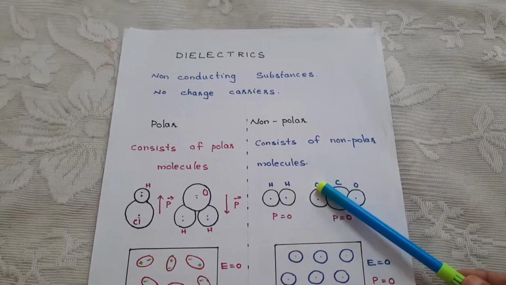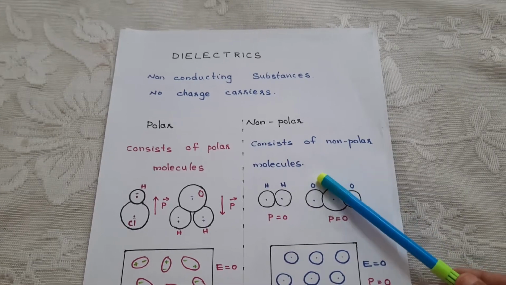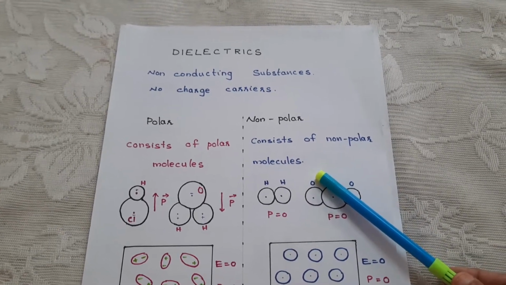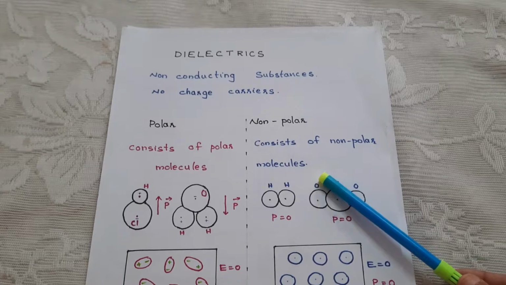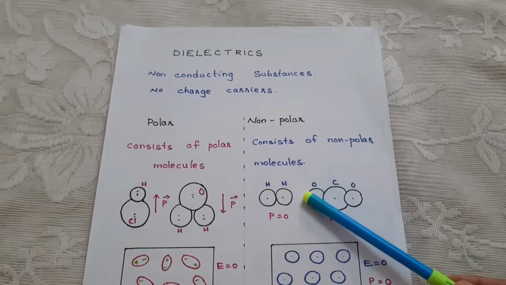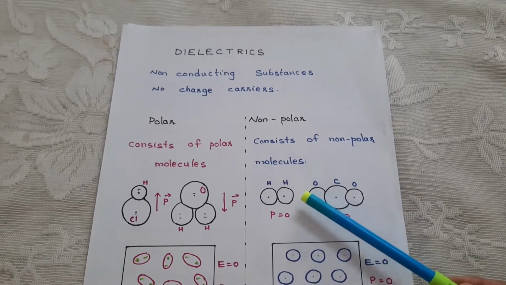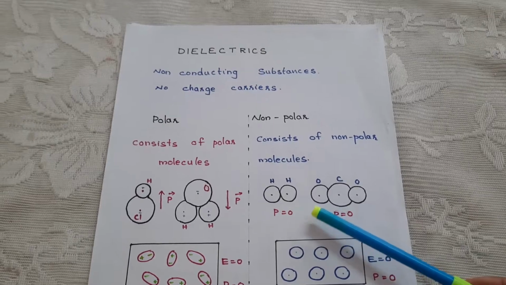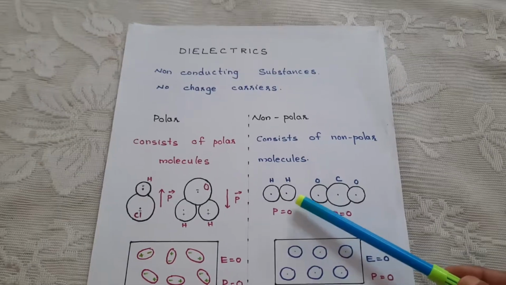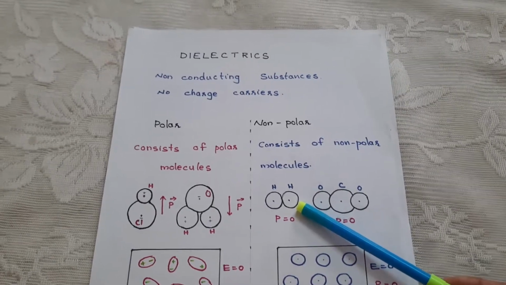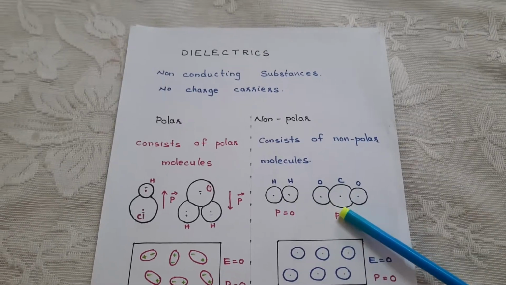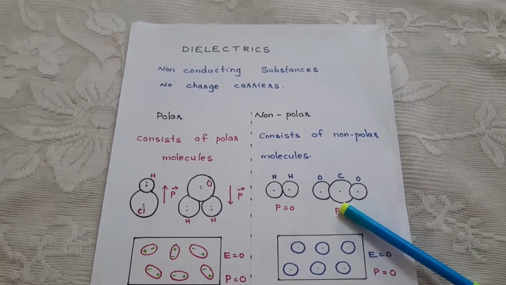A nonpolar dielectric consists of nonpolar molecules in which the centers of positive and negative charges coincide. So the net dipole moment is zero. Example, hydrogen molecule. Another example, carbon dioxide molecule.